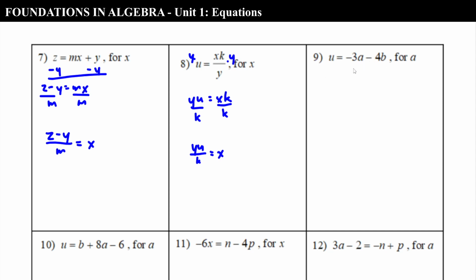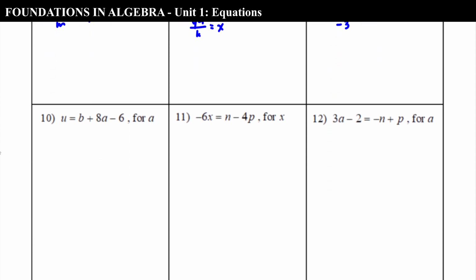All right, number 9 is going to be a little trickier because we got to solve for a. Actually, not that much trickier because we only have one term with a in it. So let's add 4b to each side to get rid of that on that side. So we get 4b plus u. You could say u plus 4b, it doesn't really matter, equals negative 3a. And then we're going to divide each side by negative 3. So we get 4b plus u over negative 3 equals a.